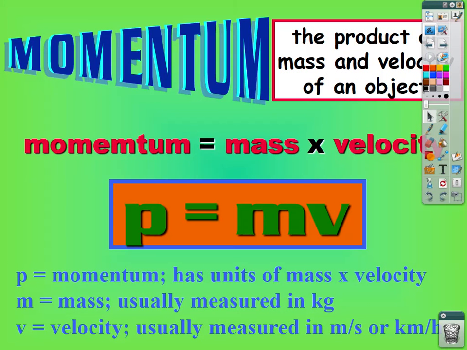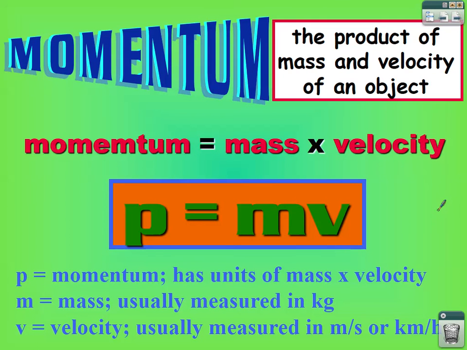This mass and velocity, mass times velocity, is called momentum. It's called momentum. And so we have our basic formula here: momentum, which is denoted P, equals mass times velocity.